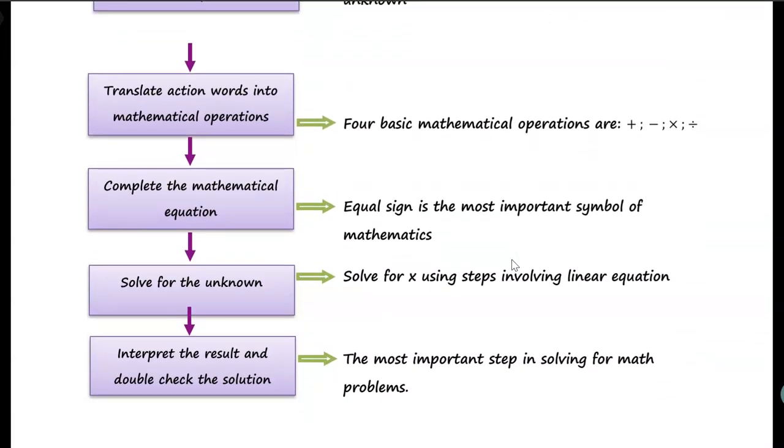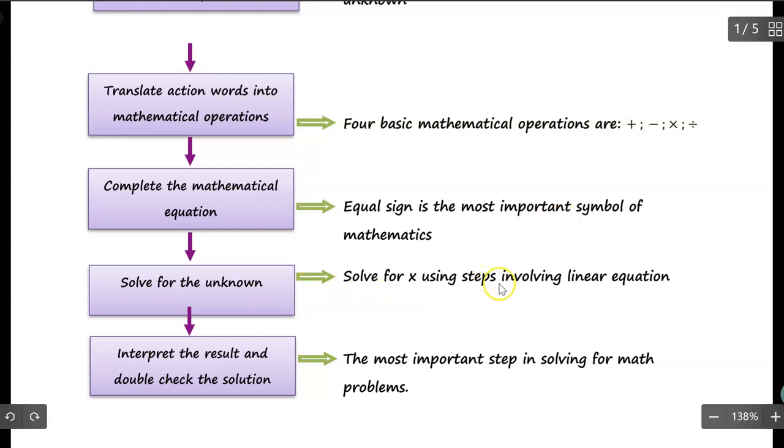Then we are going to translate the action words into mathematical operations. There are 4 basic mathematical operations: addition, subtraction, multiplication, and division. Then we complete the mathematical equation. Don't forget, the equal sign is the most important symbol of mathematics. Without the equal sign, we don't have an equation. We have to clearly indicate the equal sign so that the left-hand side equals the right-hand side, and then from that we can solve for the unknown.